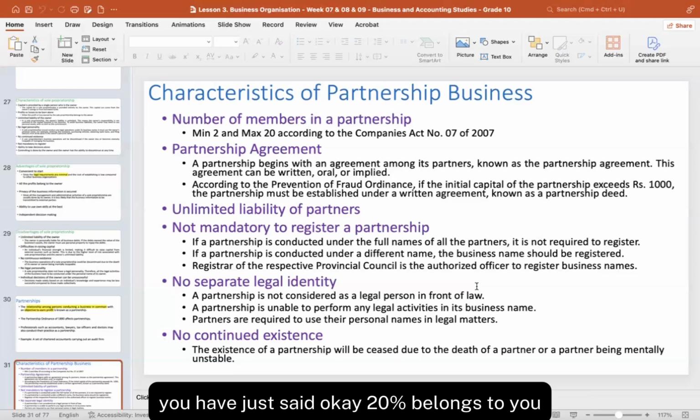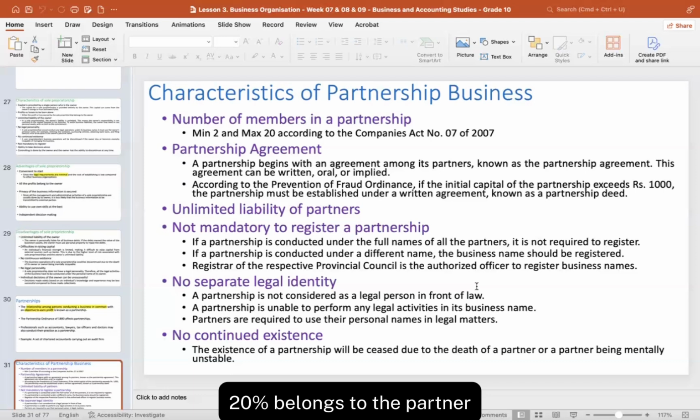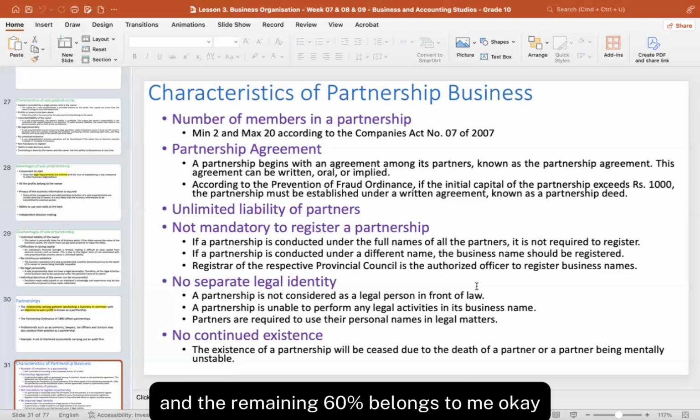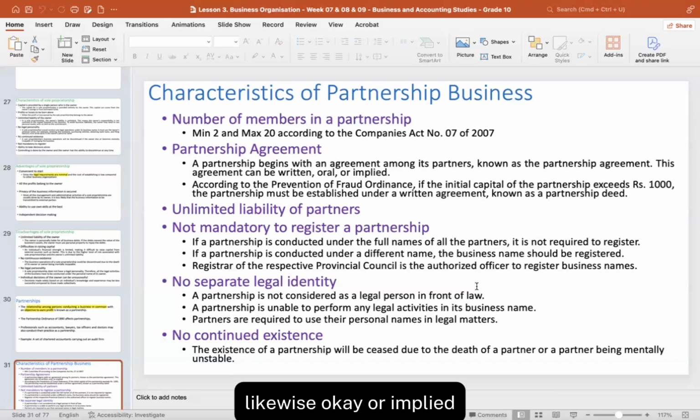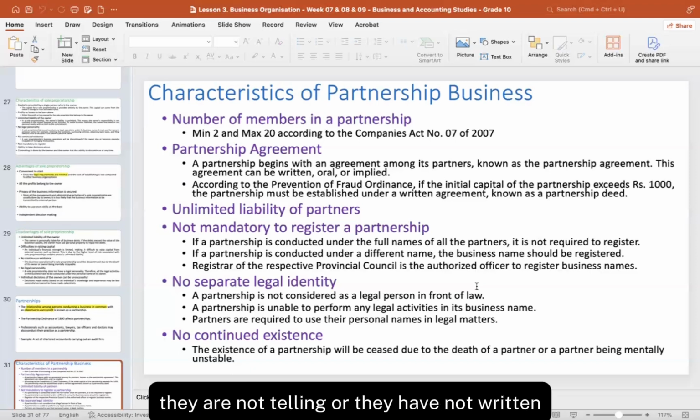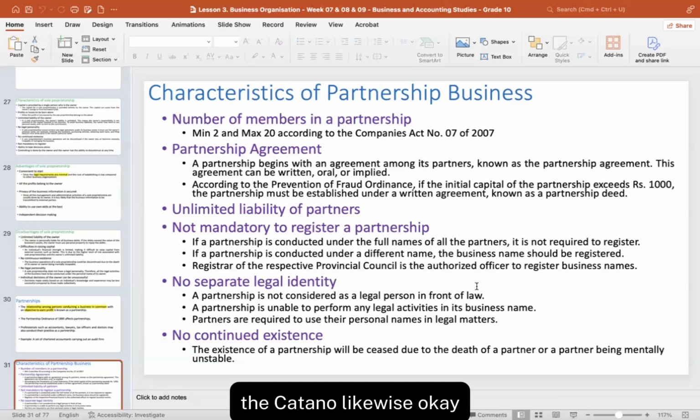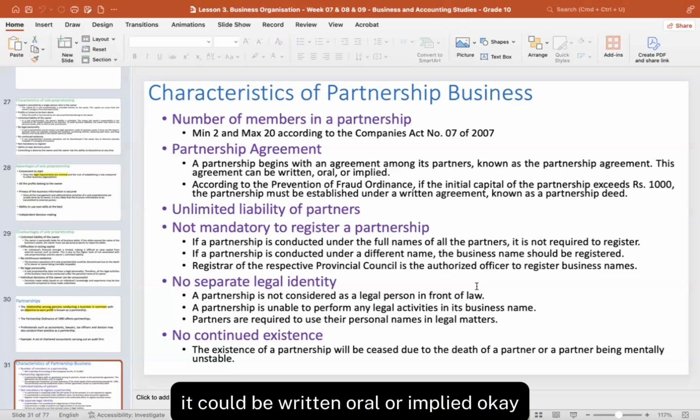Okay, it can be written, or else oral. You have just said okay, 20% belongs to you, 20% belongs to the other partner, and the remaining 60% belongs to me. Okay, likewise. Or implied: they are not telling or writing it, but they have implied that you get a certain percentage of the profit. Likewise, it could be written, oral or implied. Okay, examinable. So you should remember this.